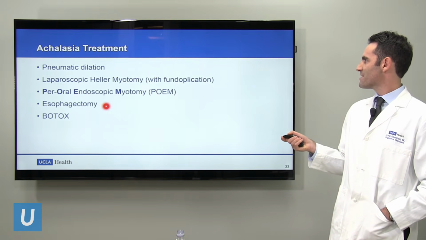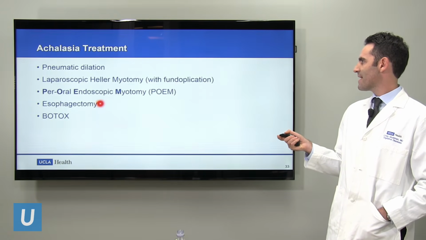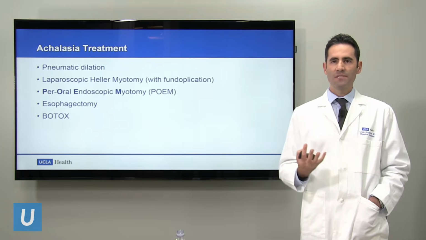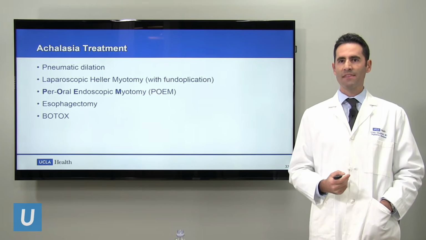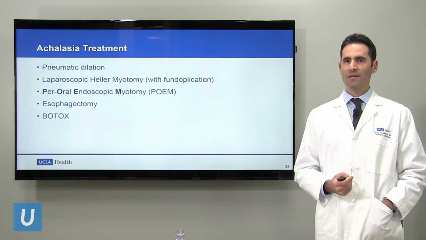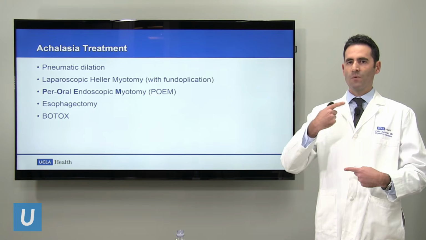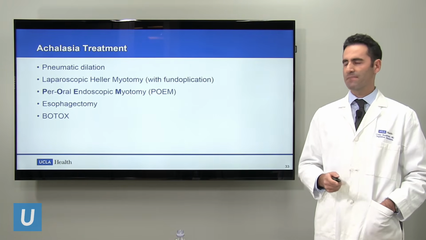Unfortunately, patients with very severe achalasia, so-called end-stage achalasia, when there's almost nothing more we can offer, these patients we'd actually recommend an esophagectomy, where we surgically remove the esophagus.